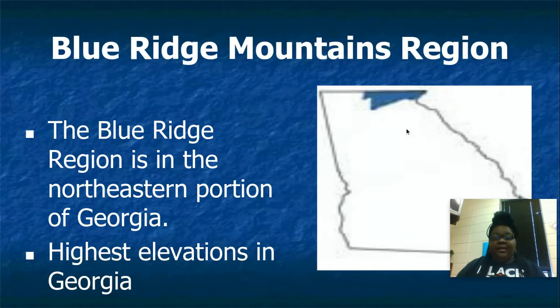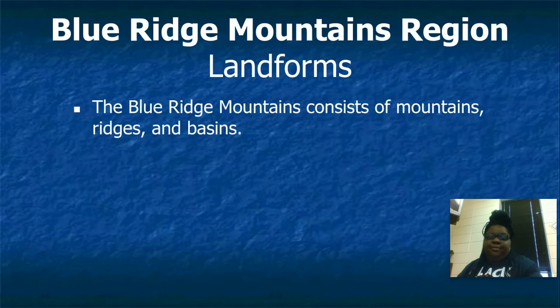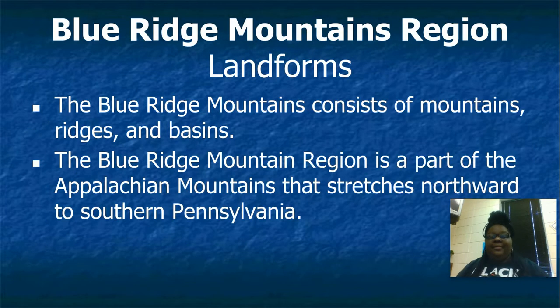If you look here on the map, we have the Blue Ridge Mountains all off by themselves. They are found in the top northern part of Georgia, in the northeastern portion, and they have the highest elevations in Georgia. The Blue Ridge Mountains consist of mountains, ridges, and basins. They are also part of the Appalachian Mountains, which stretch northward to southern Pennsylvania.